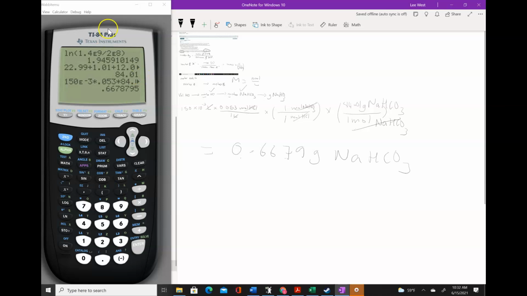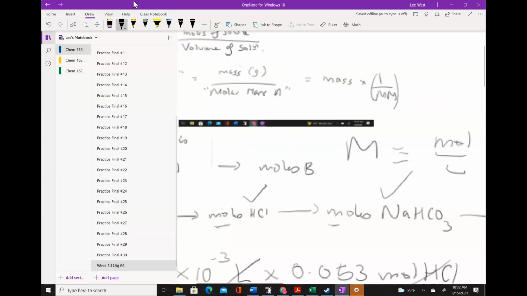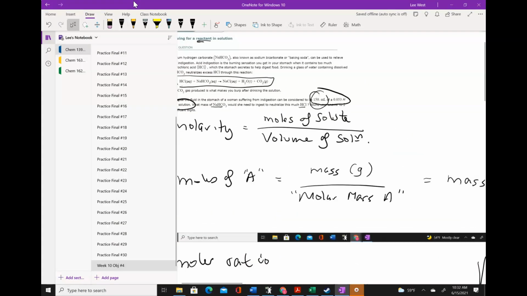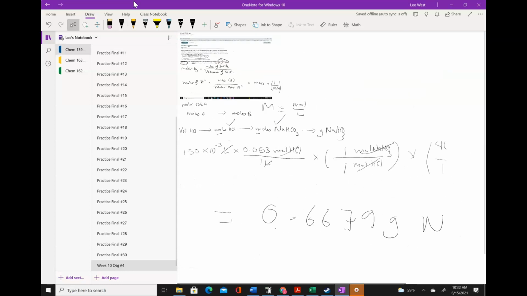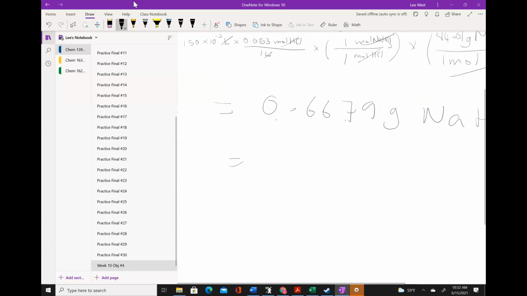I just recorded a few more digits than what I know I'm going to need. And I bet you it says round off to 2 significant figures. Round your answer to 2 significant figures, right? So that's going to be 0.67 grams. And there it is. I hope you found that helpful, and good luck with everything.